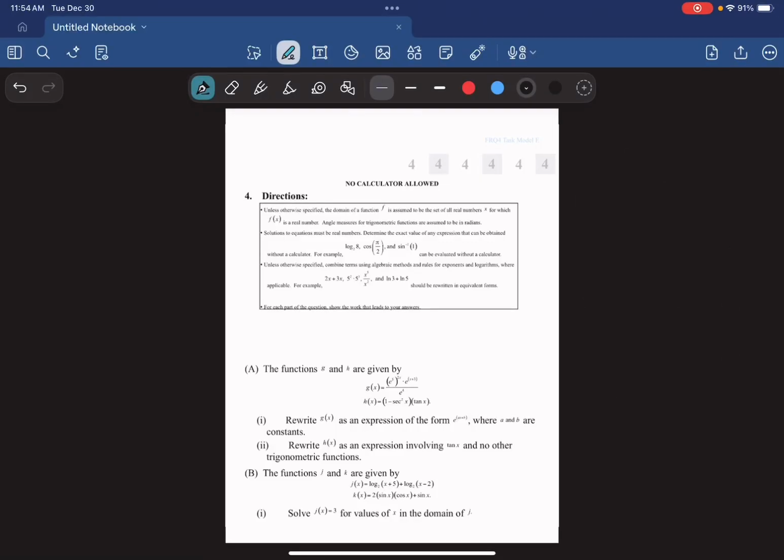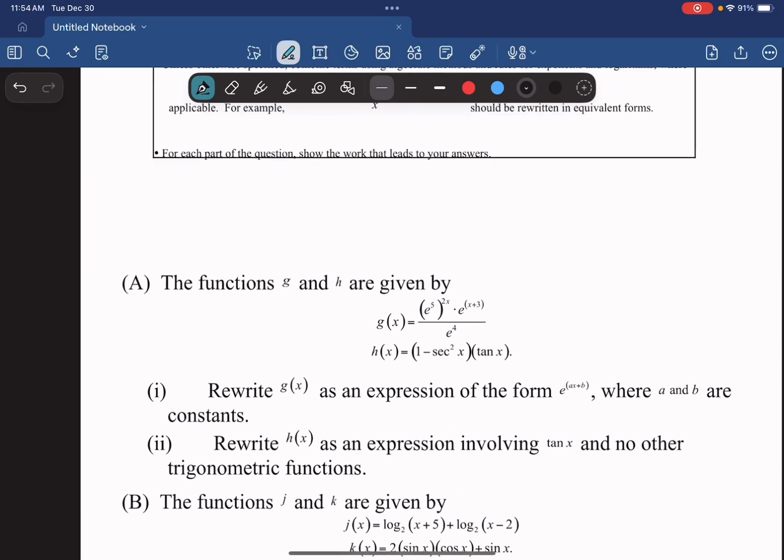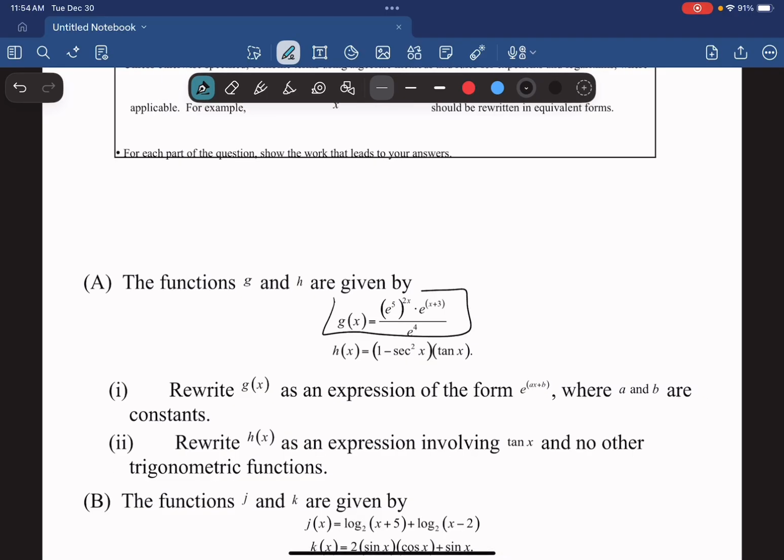Alright guys, today we're going to be doing some non-calculator FRQ practice, and this stuff is pretty easy, just all review. And the first question gives you the function g of x, right? And they want you to manipulate your exponents to make it into one singular, just have one base. So we want to combine all of these things together, right?